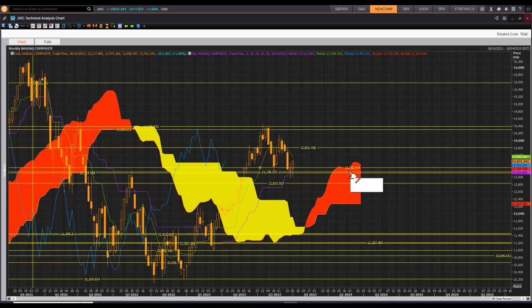The front end of the cloud, there's 13,138 top end of the cloud there, as well as this 13,114, which used to be a significant support level back in the second quarter of 2022. So quite a significant support zone that we're rebounding from. So if support holds, then we'll go back up to 13,803 and then retest these old highs of 14.2 and 14.4 on the NASDAQ weekly Ichimoku cloud.